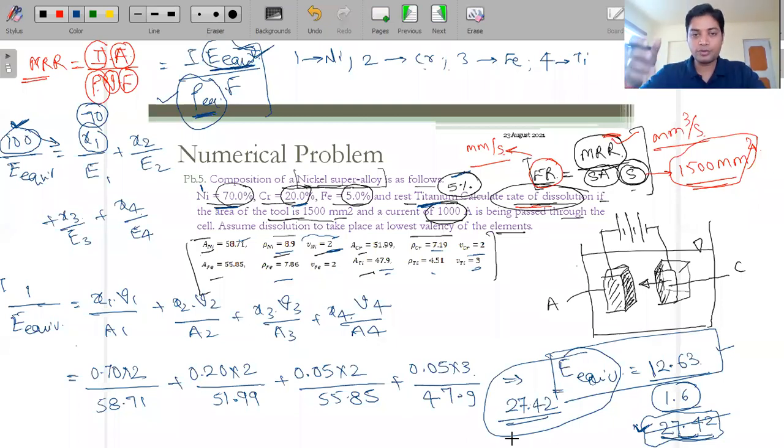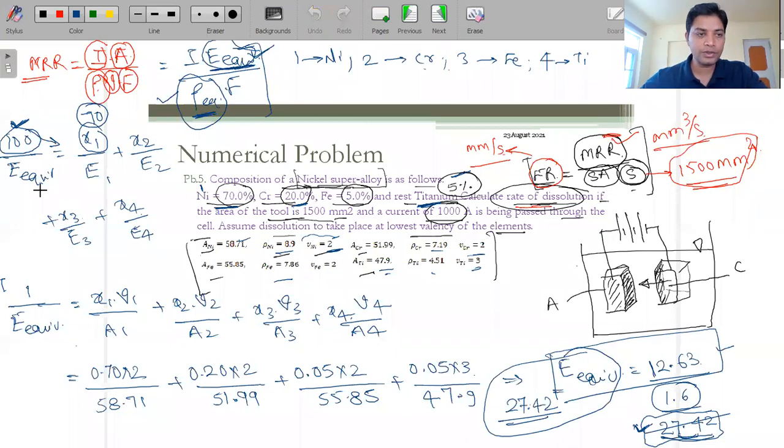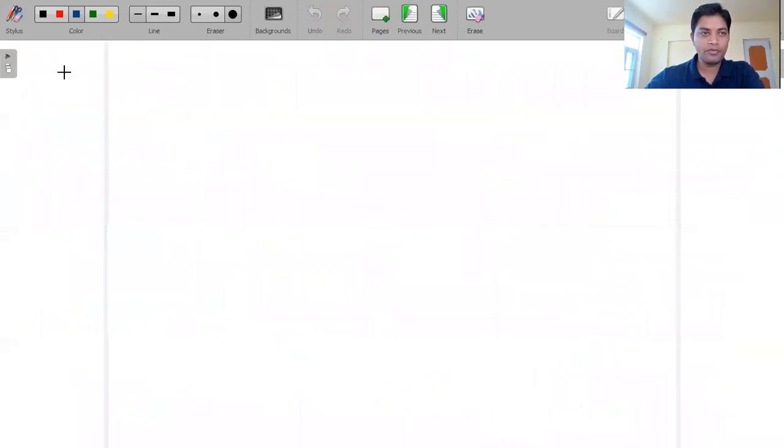So now, guys, let's move to the next one. We have to calculate the value of this one, rho equivalent. For the rho equivalent, we have the same kind of formula: 100 by rho equivalent equals x1 by rho 1 plus x2 by rho 2 plus x3 by rho 3 plus x4 by rho 4.